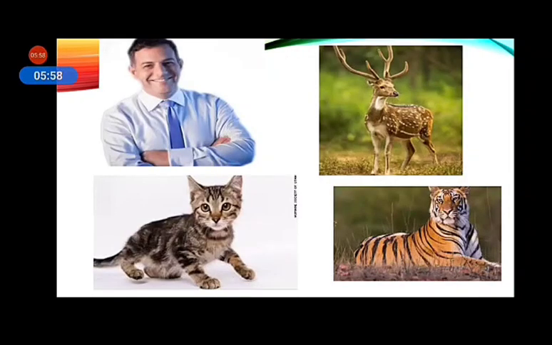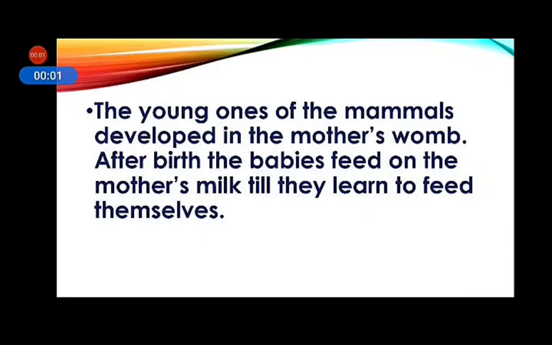Now look at the pictures of example of mammals. Human being, deer, cat, tiger. These are all mammals. The young ones of the mammals developed in the mother's womb. What is womb? A bag-like structure inside every female mammal where babies grow in the situation of embryo. After birth, the babies feed on the mother's milk till they learn to feed themselves.